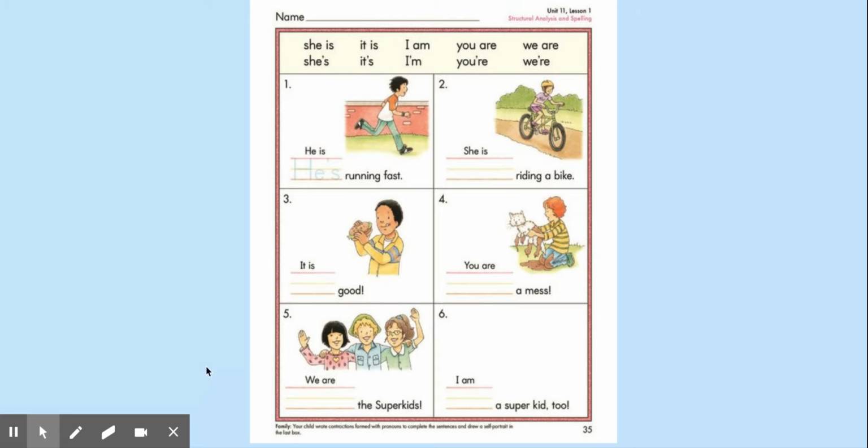Welcome to our word work for today. We are starting a new lesson. This is lesson 1 in a different unit, unit 11. So let's take a look at our words, and we are working with contractions.